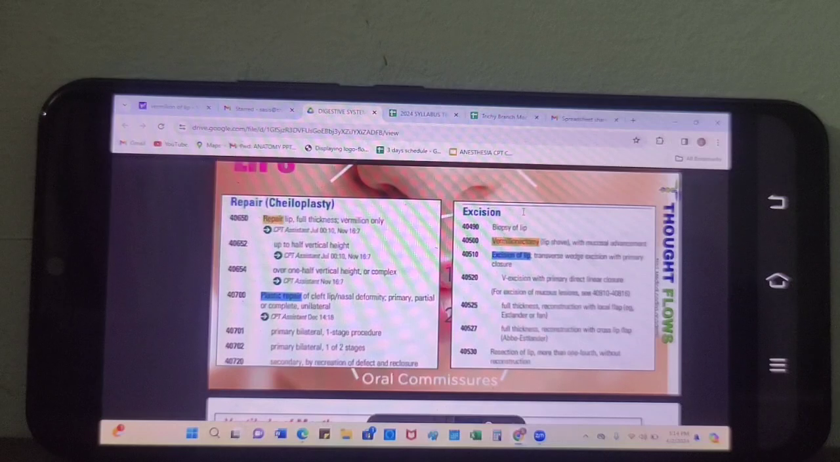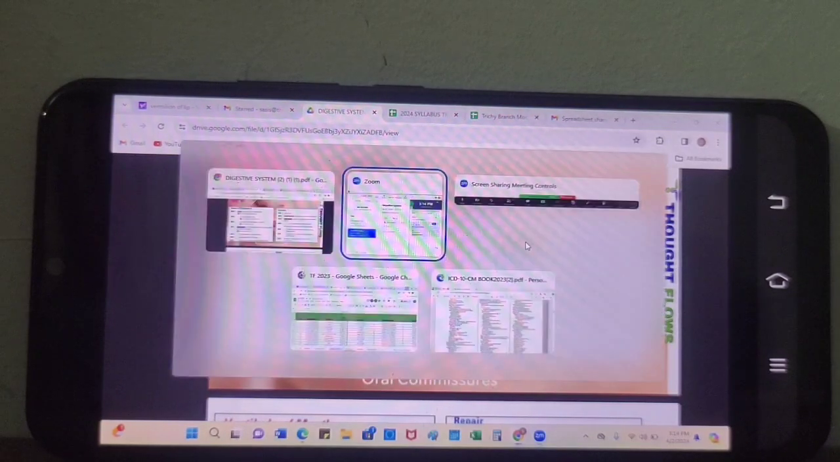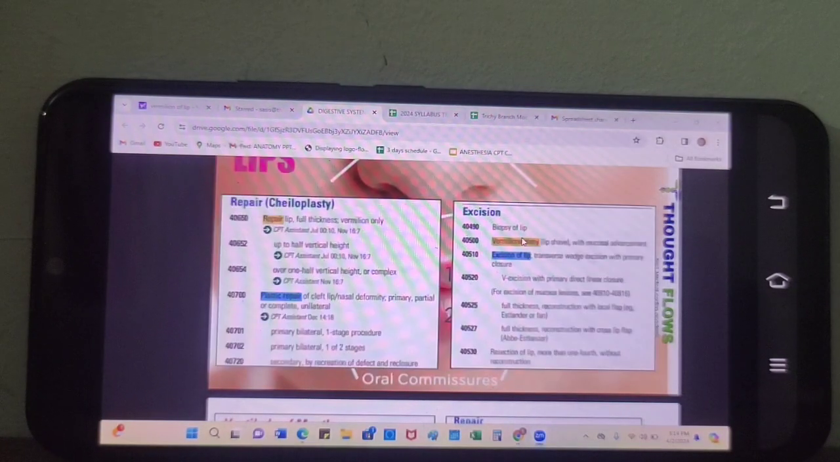Then what is the procedure for 40490? Biopsy of lip. Direct coding, no guidelines here. The doctor obtains a sample from the lip, go for 40490. For vermilionectomy, ectomy means removal. We already discussed that vermilion is a lip. So removal of vermilion is 40500.